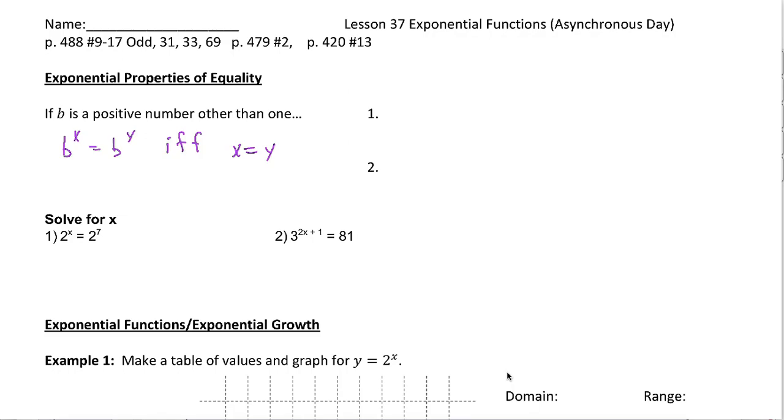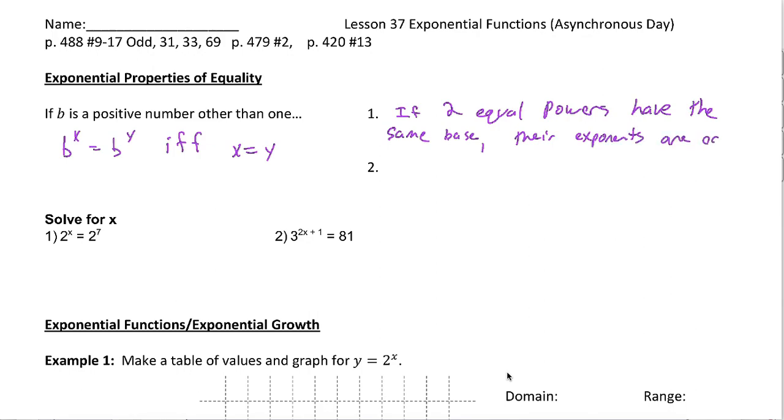First, we can say that if 2 equal powers have the same base, that means the exponent must be equal. So by 2 equal powers, we mean b to the x and b to the y. If they're equal to each other, that means their exponents must be equal too. And that's what we're going to use from this lesson with the exponential property of equality.